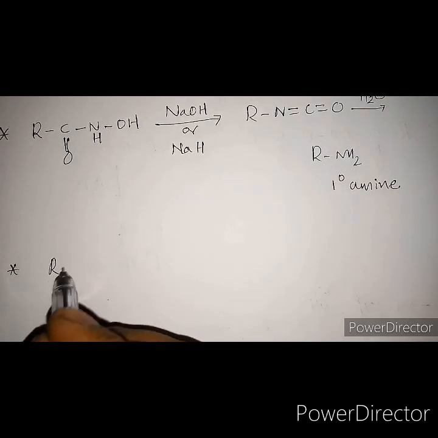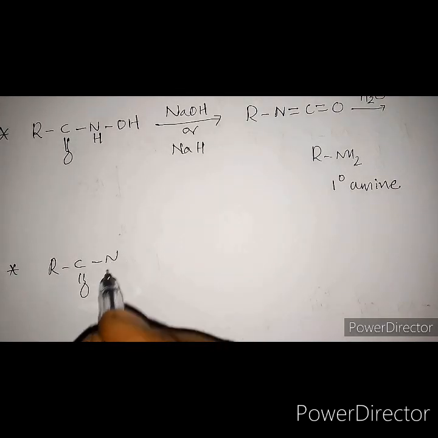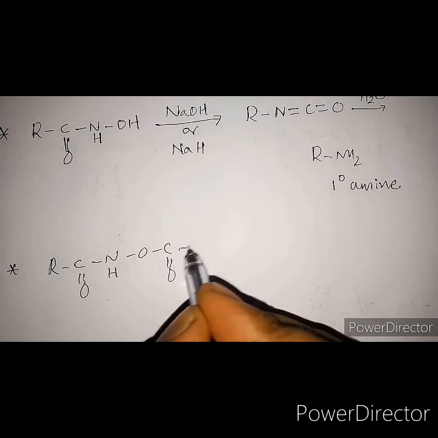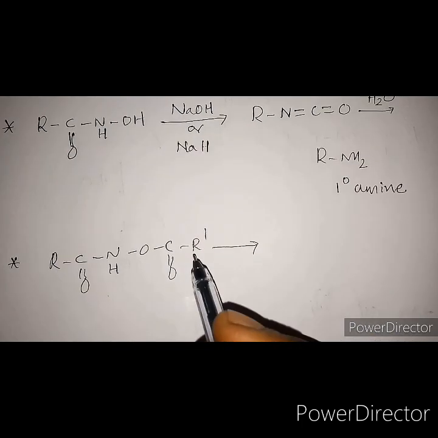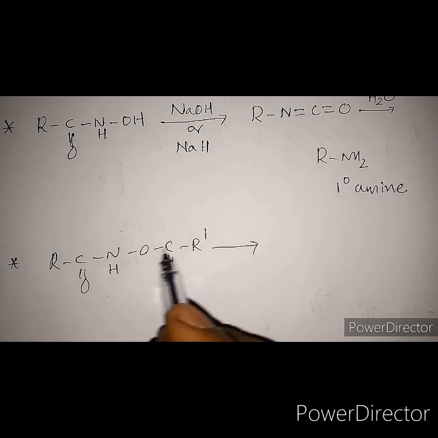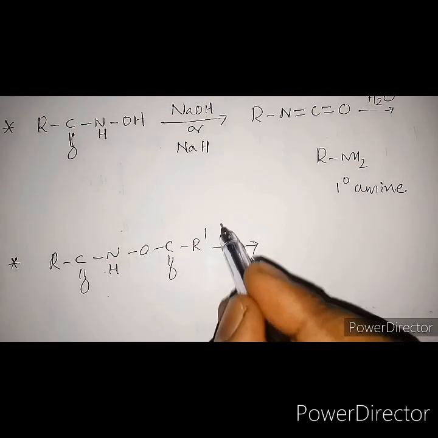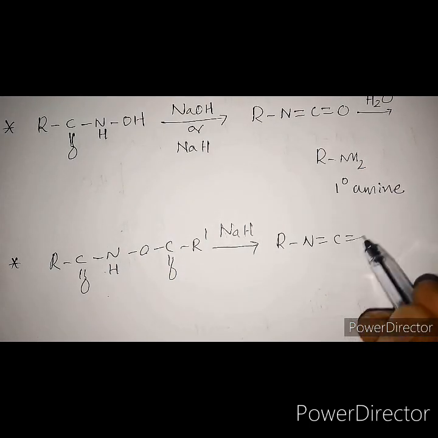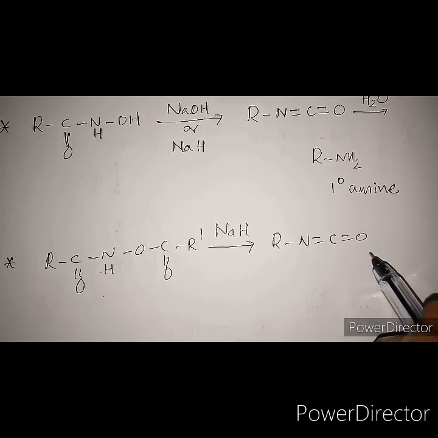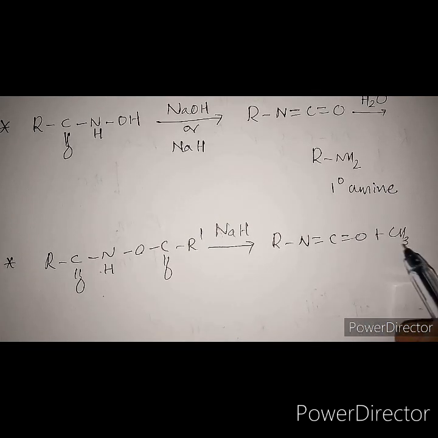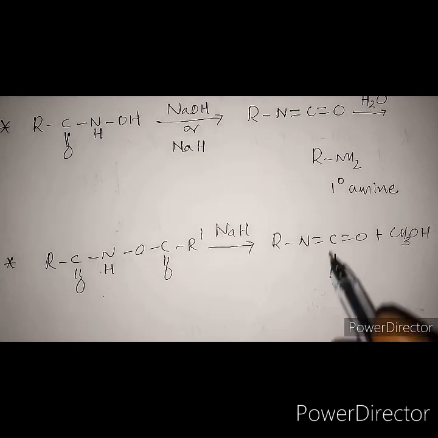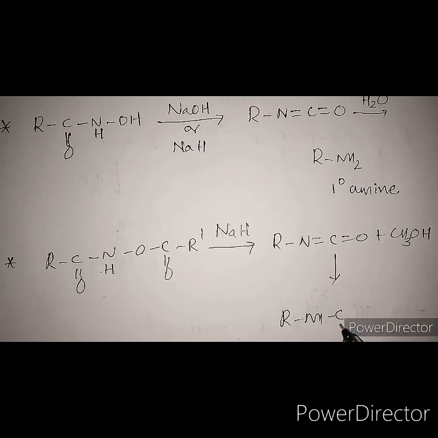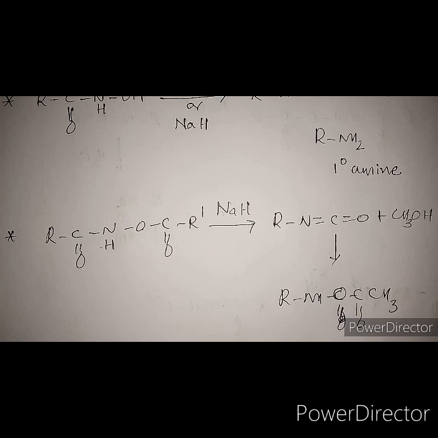The next example, RCONHOCOR'. This O-acyl derivative of hydroxamic acid will undergo a Lossen rearrangement to isocyanates. Instead of using water, if you use any alcohol, instead of primary amine you will get RNHCOOCH3. So this is actually a urethane.